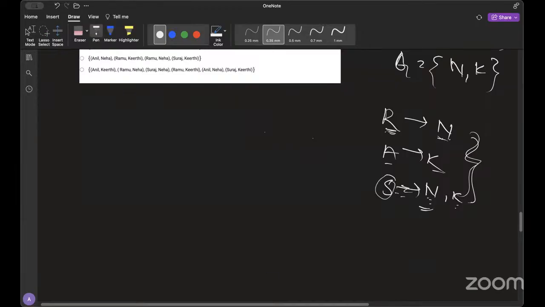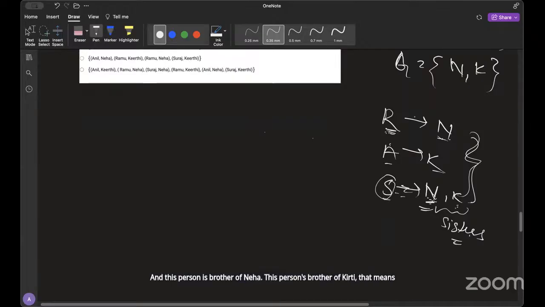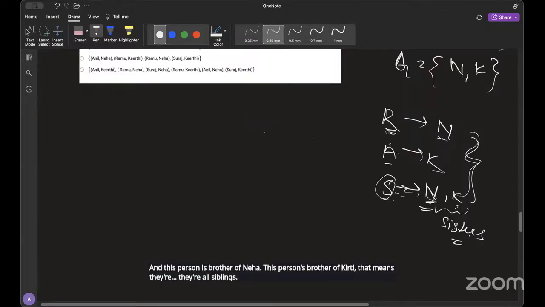See, if this person is the brother of this person, right? This is a girl, Neha. Suraj is the brother of Neha and is also the brother of Kirti. That means these two are sisters, right? Yes, ma'am. And this person is the brother of Neha, and this person is the brother of Kirti. That means they're all siblings. They're all brothers and sisters of each other.